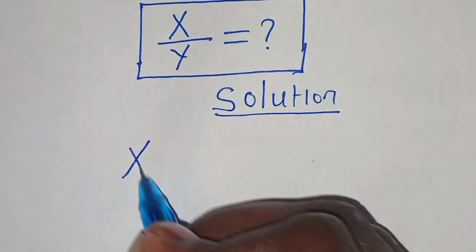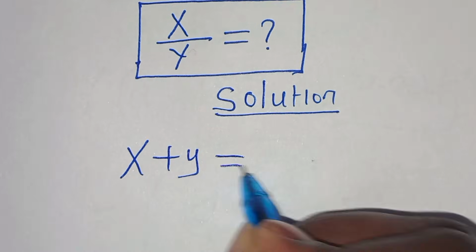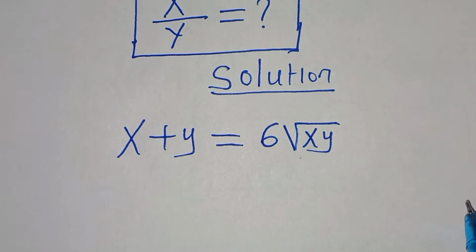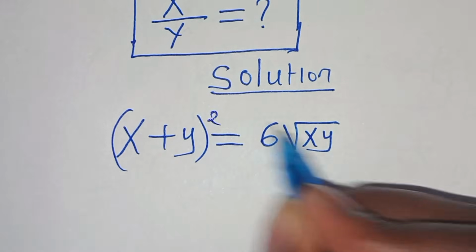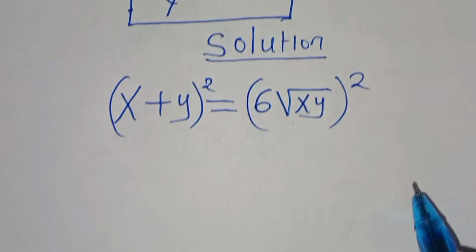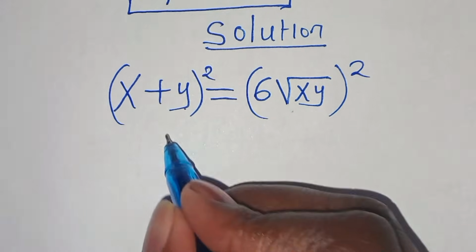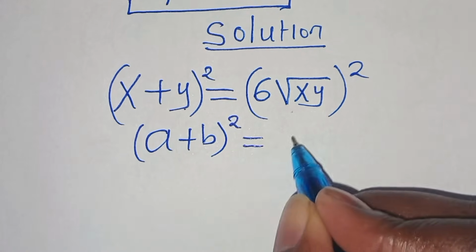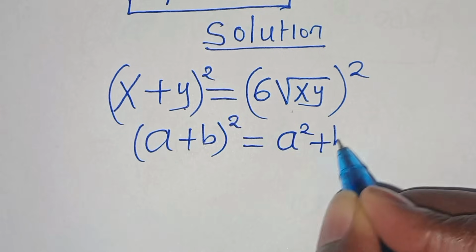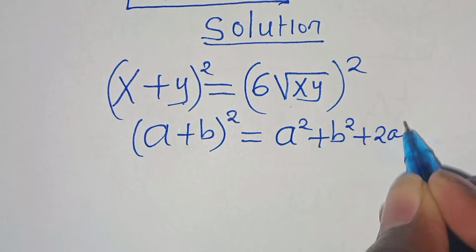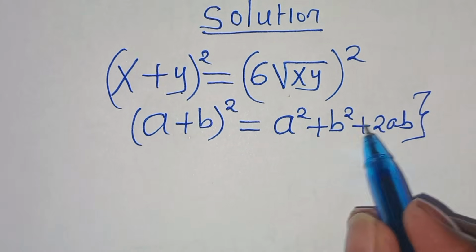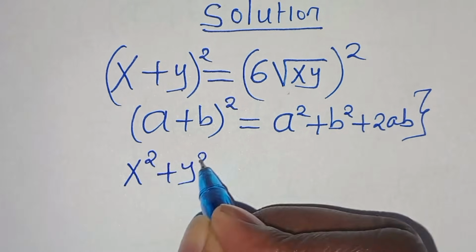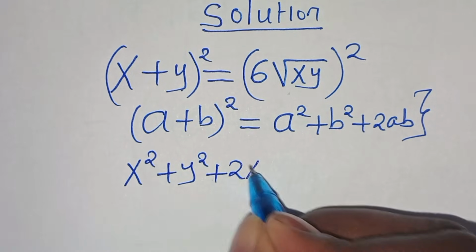So we have x plus y equal to 6 multiplied by the square root of xy. So let's square both sides, so that now (x plus y) to the power of 2, this is in the form of (a plus b) raised to the power of 2, which can be expressed as a squared plus b squared plus 2ab. Now, applying this algebraic identity, here we have x squared plus y squared plus 2xy.